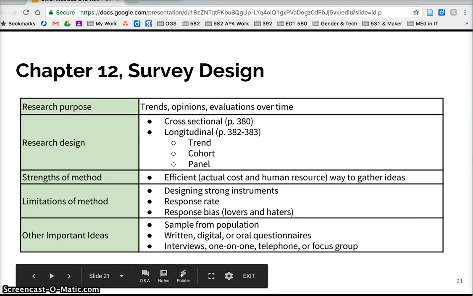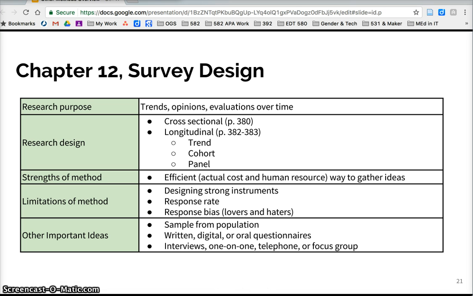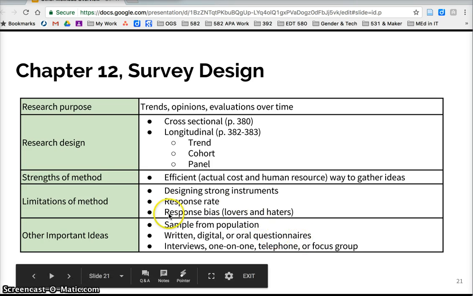A survey, you've all participated in surveys. There are a few different types, whether you're doing a cross-sectional or a longitudinal survey. It's an efficient method to gather data, but the design of your instruments is going to be the limiting factor, as is your response rate, and then also your response bias.